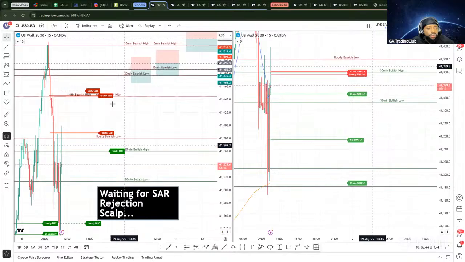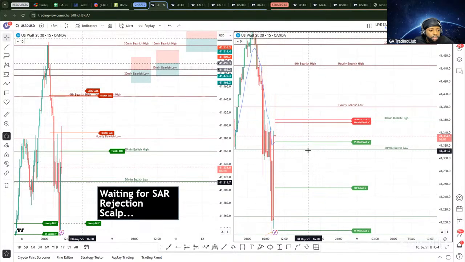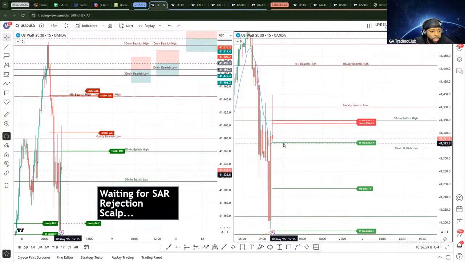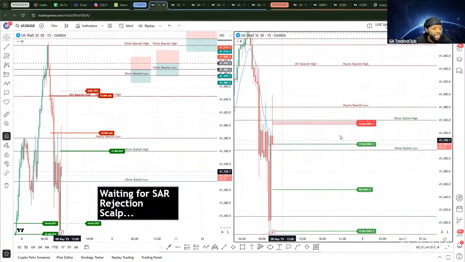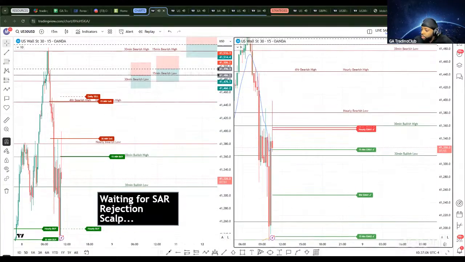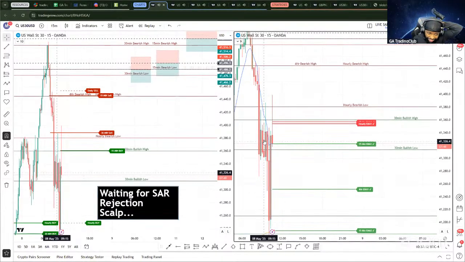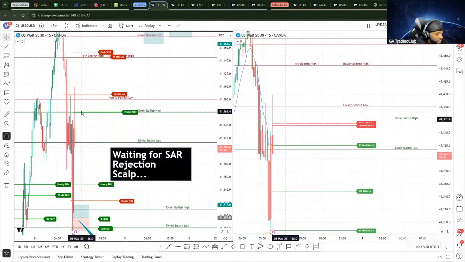Right. We have a retest of the 15-minute EMA here. But if we were in a demand zone, I would be looking to take a buy here on US 30. However, right now we are pretty much in a supply zone. And you can see that 15-minute SAR rejection, that price is going back down.